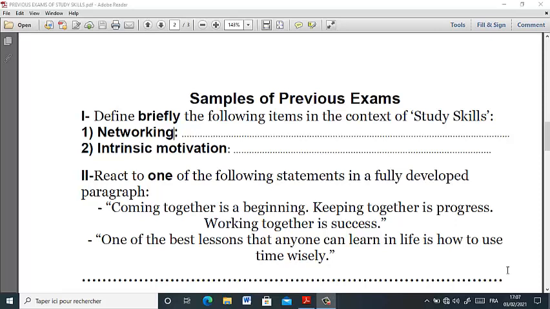That is to say, in your paragraph, you need to show or talk about how working together leads to success, or you are going to show the importance or the benefits of study groups. Okay? In the second statement, one of the best lessons that anyone can learn in life is how to use time wisely. Meaning that in your paragraph you have to write about the importance of time management or how people can use time wisely. Okay?